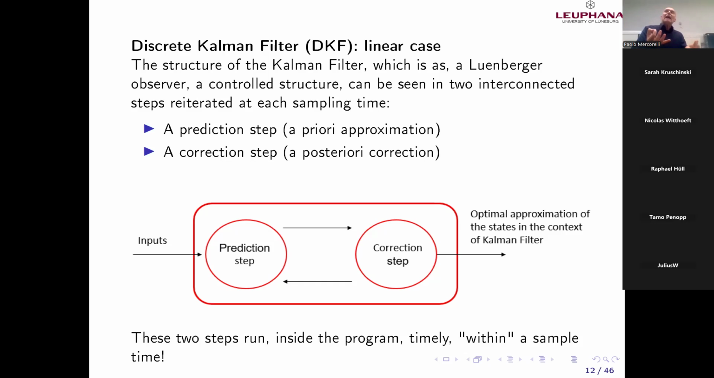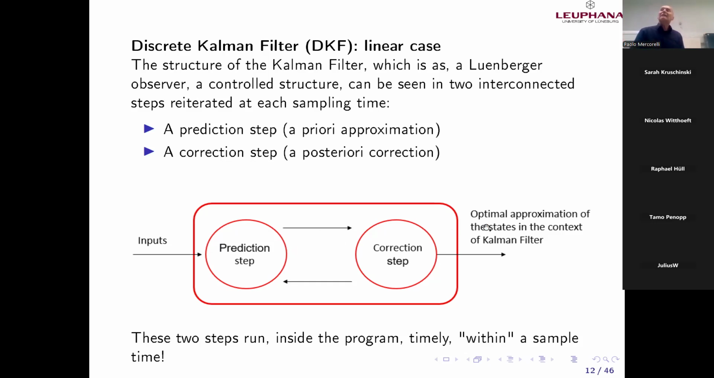Again, we have 2 steps within a sample time. This means internally, one is the prediction step, or in some books you can find a priori approximation. And the other step is the correction step. In some books you can find a posteriori correction, or sometimes a posteriori approximation, as you want, but I like correction more.